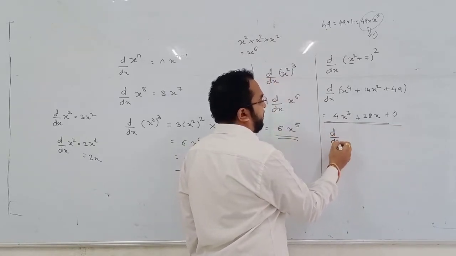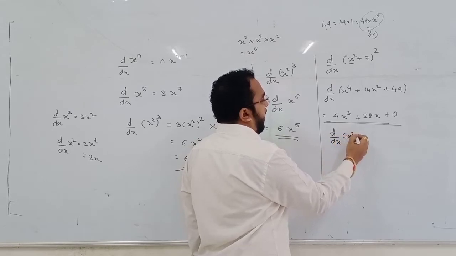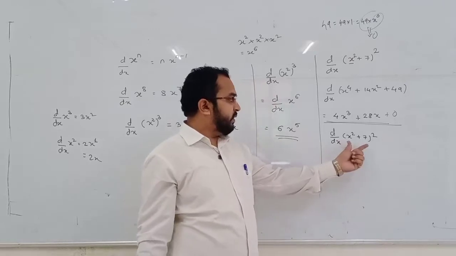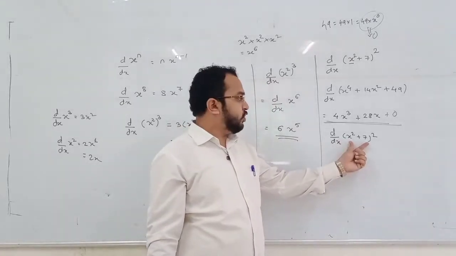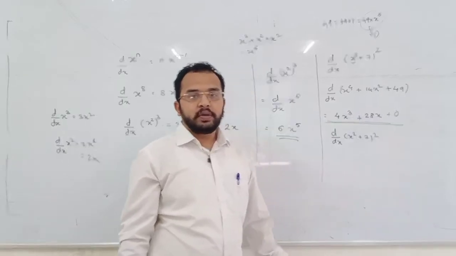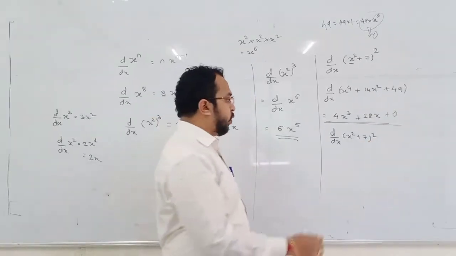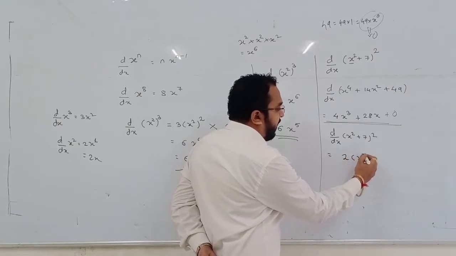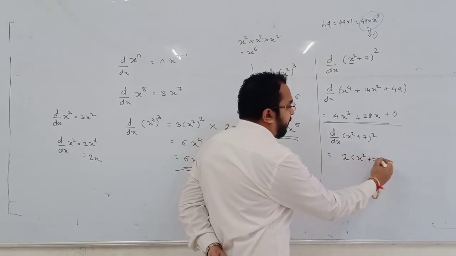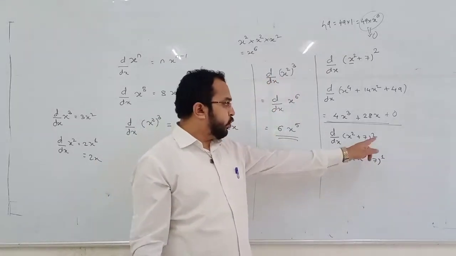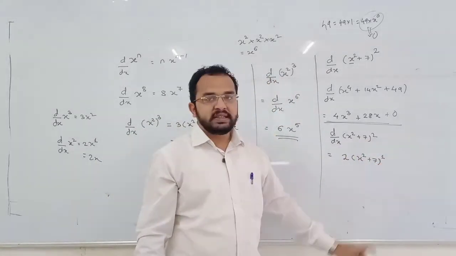Now here see d by dx of x square plus 7 whole square. Now assume this bracket as x. याला x assume करा. Now something has power 2. So what is the differentiation of that? Take the power in the numerator and reduce the power by 1. So power will become 1. ही 2 खाली आलेली आहे आणि इथे आता 1 झालेलं आहे.